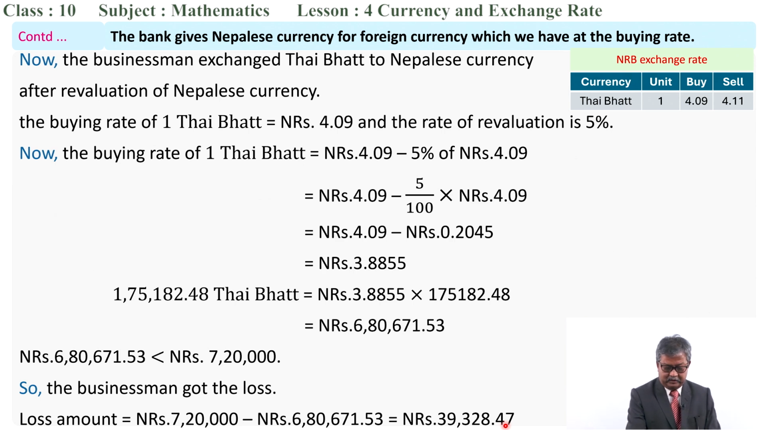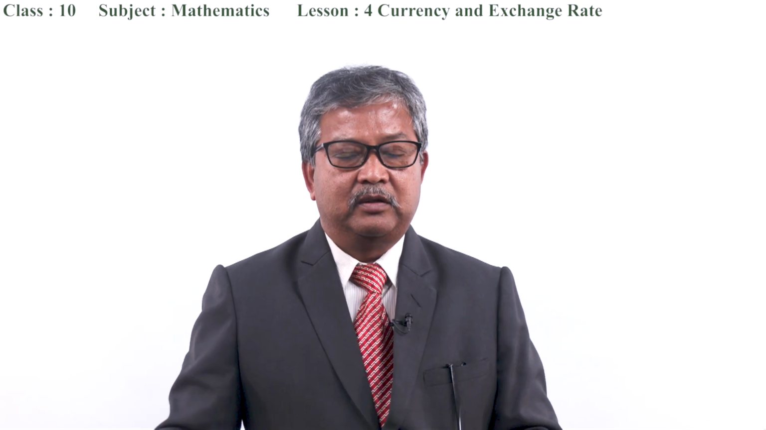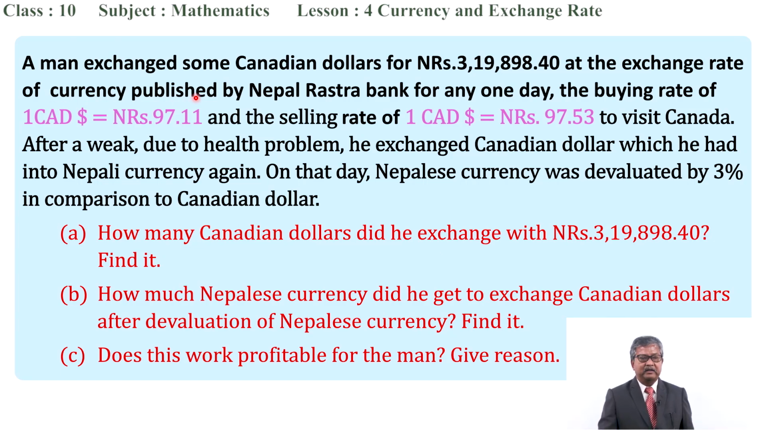Okay. Now I show you one problem here. A man exchanged some Canadian dollars for rupees, and the exchange rate of currency published by Nepal Rastra Bank for one day is given. The buying rate is given here for 1 Canadian dollar, and the selling rate of 1 Canadian dollar is also given here. To visit Canada, after a week, due to a health problem, he exchanged the Canadian dollars he had into Nepali currency again. On that day, Nepali currency was devaluated by 3% in comparison to the Canadian dollar. So this statement is given. According to this statement, now we solve some problems.